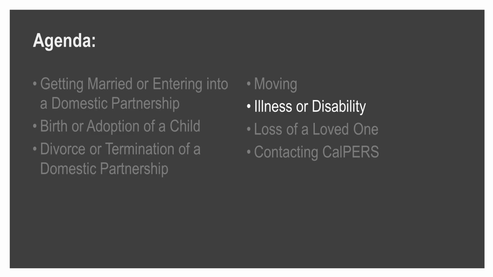Now let's talk about what happens if you become ill or disabled. If you become ill or otherwise disabled and are unable to perform the duties of your job, disability retirement may be an option. If your disability appears to be permanent and you will be unable to perform the usual duties of your position, review the Guide to Completing Your Disability Retirement Election Application, Publication 35. If you choose to apply for a disability retirement, complete and return all the required forms from the disability publication to CalPERS.